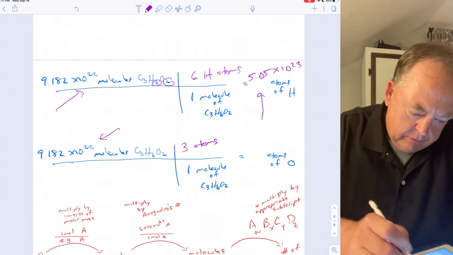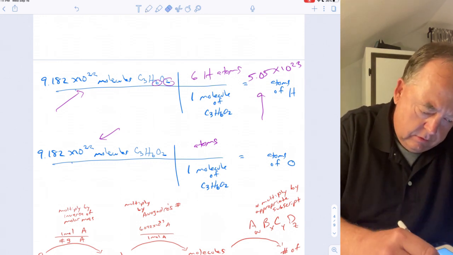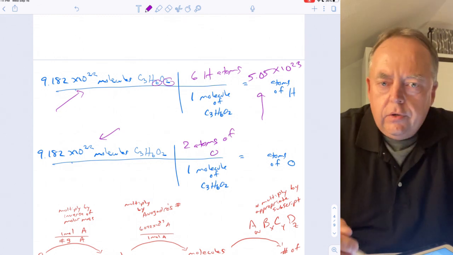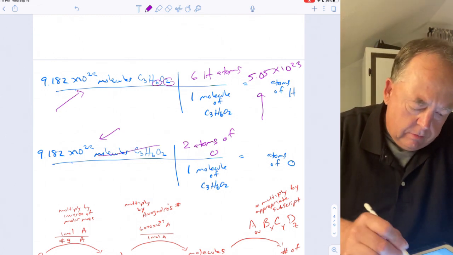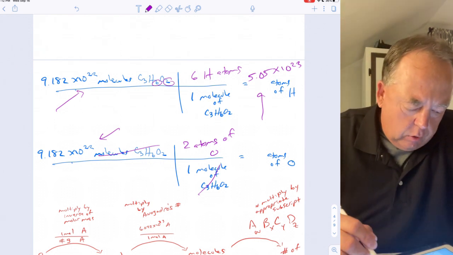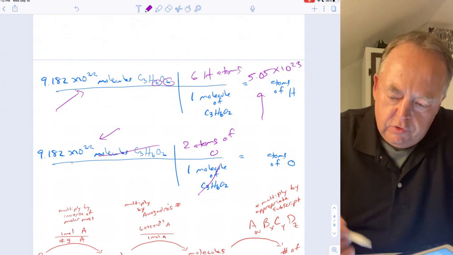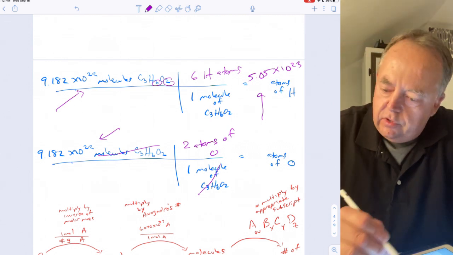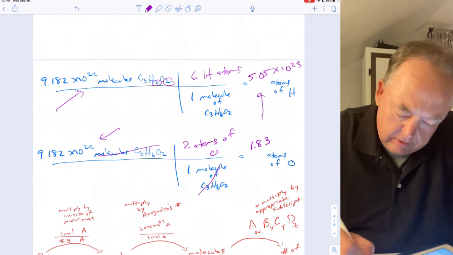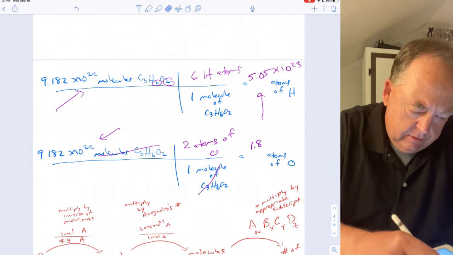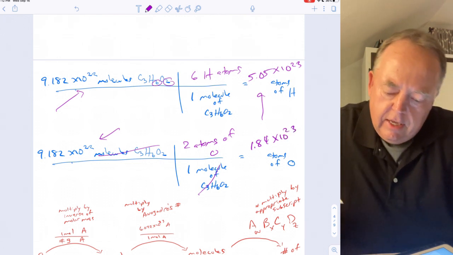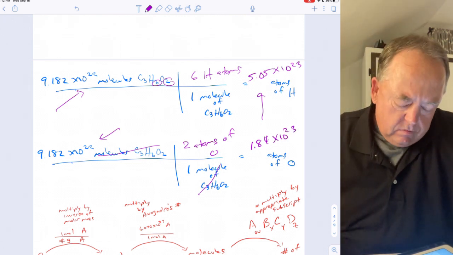Is that right? 2 atoms of oxygen in every 1 molecule of C3H6O2. So molecules of C3H6O2 cancel. You multiply 9.18 times 10 to the 22nd times 2, and that's how many oxygen atoms there are, which is 1.83 or 84 for rounding, times 10 to the 23 atoms of oxygen.